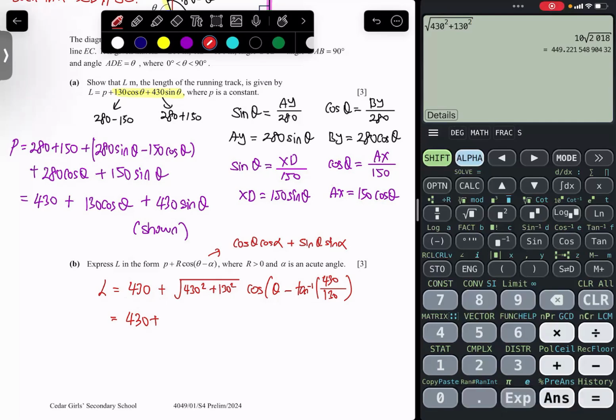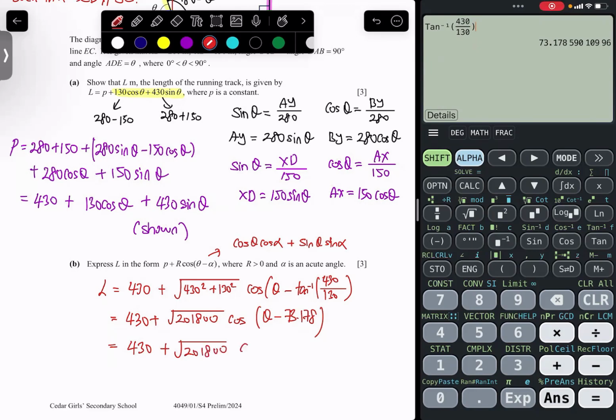By right, I should just change that, because your school calculator won't be able to do that. 430 squared plus 130 squared, so square root of 201,800. Tangent inverse 430 over 130 equals 73.170. Which is equal to 430 plus square root 201,800 cos theta minus 73.2 degrees. Angles to 1 decimal place.